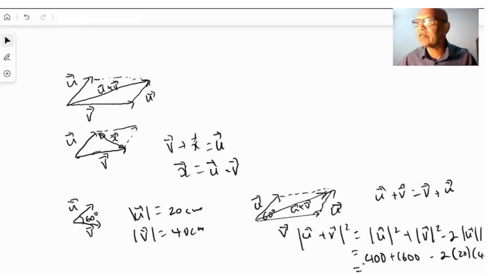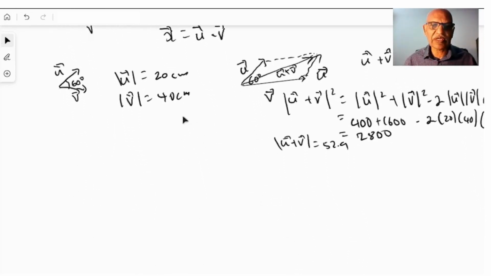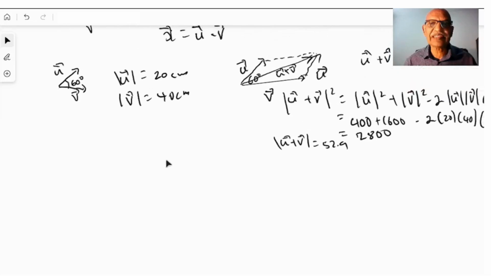Therefore, if I do these calculations here, we'll get 2800. So the magnitude of u plus v will be the square root of that, which is 52.9. So we calculated that now. Now we need the direction of this resultant.